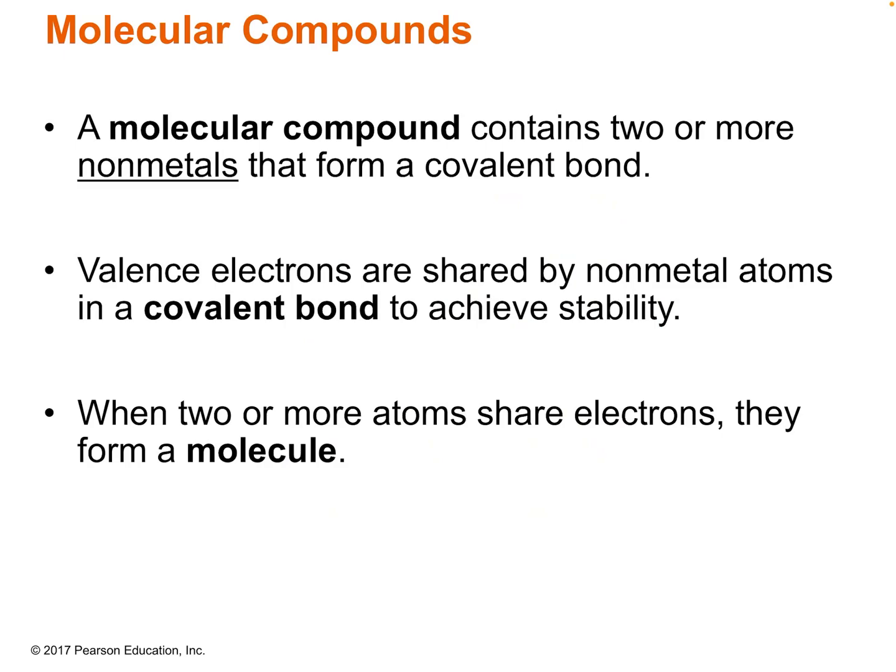So when we have two nonmetals that are bonded through that covalent bond, we call it a molecular compound. Sometimes you'll hear it called a covalent compound. That's not necessarily wrong. It's just more correct to call it a molecular compound. It's held together by covalent bonds. So in these covalent bonds, those valence electrons are being shared rather than in ionic bonds when they're being transferred, right? In ionic, we have it going from a metal to a nonmetal so that they each get their own octet. And in a covalent bond, they're sharing to make that octet. So when we have two or more atoms that are sharing electrons, they form a molecule.